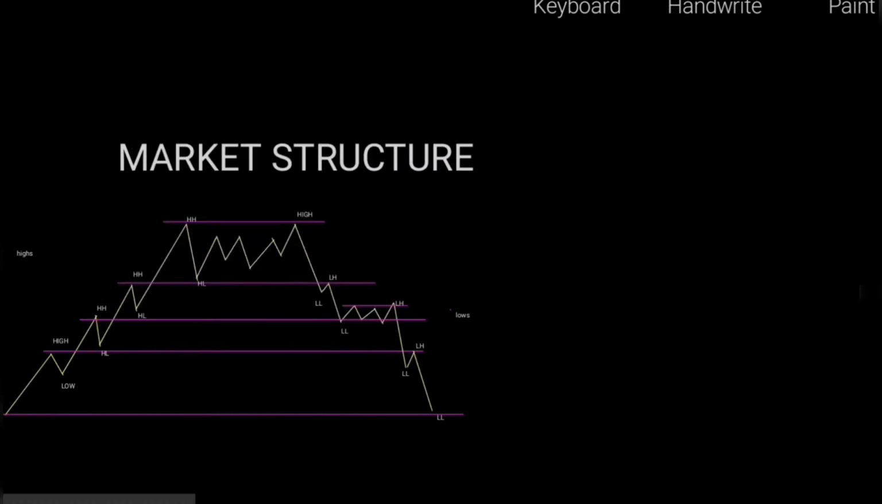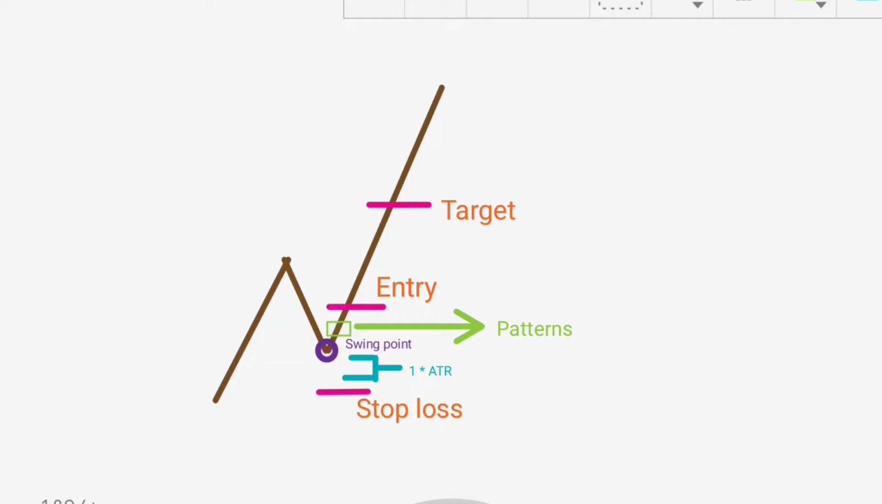Another concept is that any price should move from one level of support and resistance to another level of support and resistance. So the basic strategy would be to enter at the pullback of a trend, then have the stop loss away from the pullback, and then have the target according to your risk reward ratio.